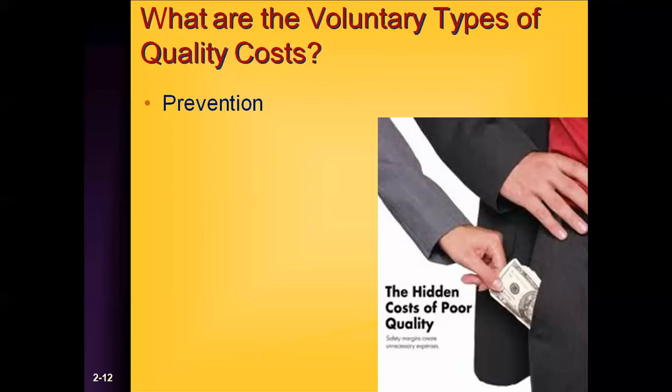The second area of voluntary types of quality costs is called appraisal. Specifically, it's essentially an early warning system, finding errors in products or services as early as possible in the production cycle, so that products can be stopped or taken off the line if they are defective. And this involves continuous inspection and testing. So those are the two types of voluntary quality costs.